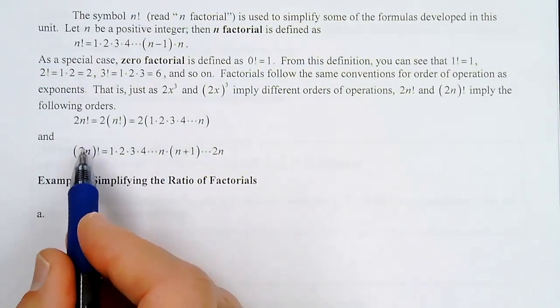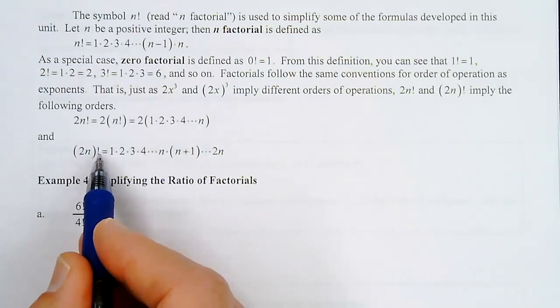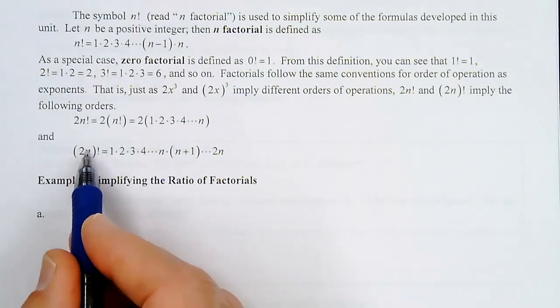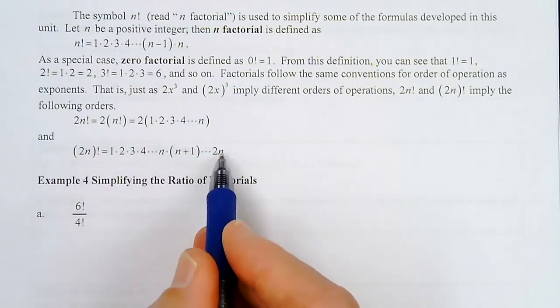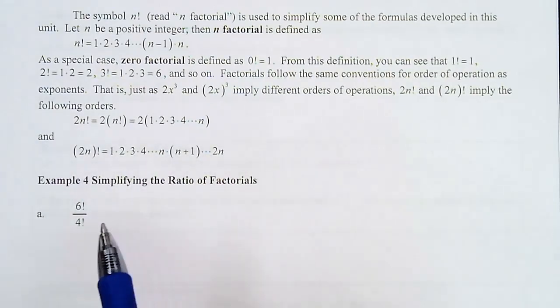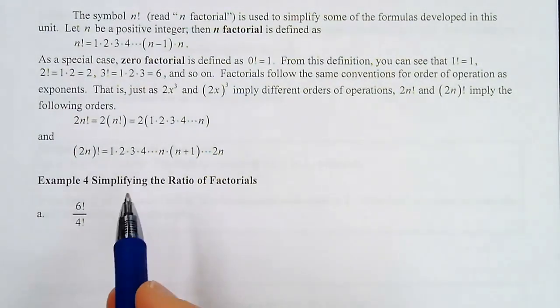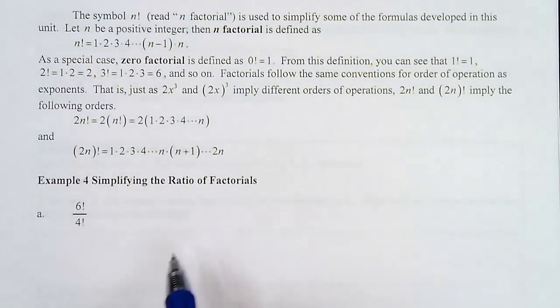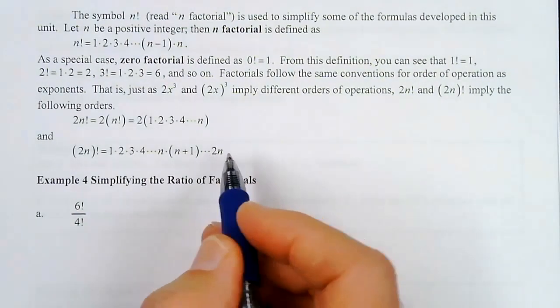If we did (2n) factorial, okay, whatever n is, let's say 5, that means we'd have to go up to, if n was 5, we'd have to do 10 factorial. And that would mean 1 times 2 times 3 times 4 times 5 times 6 times 7 times 8 times 9 times 10, all the way up until we reach that number 2n.